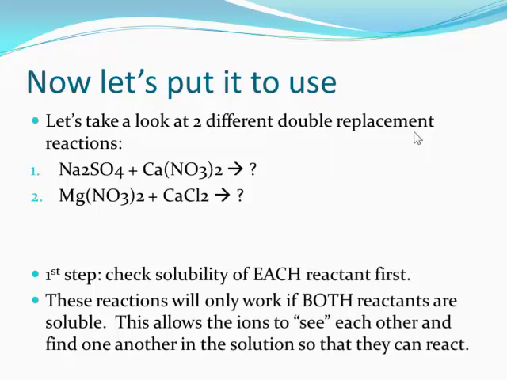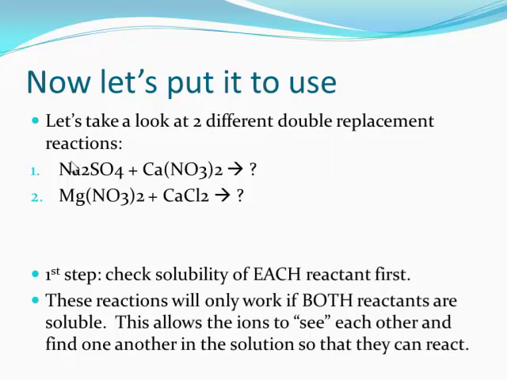Alright, now let's put this new rule, solubility rules, to good practice. Let's take a look at 2 different double replacement reactions and how we would determine whether or not the reaction works and predicting their products. Step number 1, check the solubility of each reactant first. So go to your solubility rules on the back side of the periodic table, and let's check and make sure.